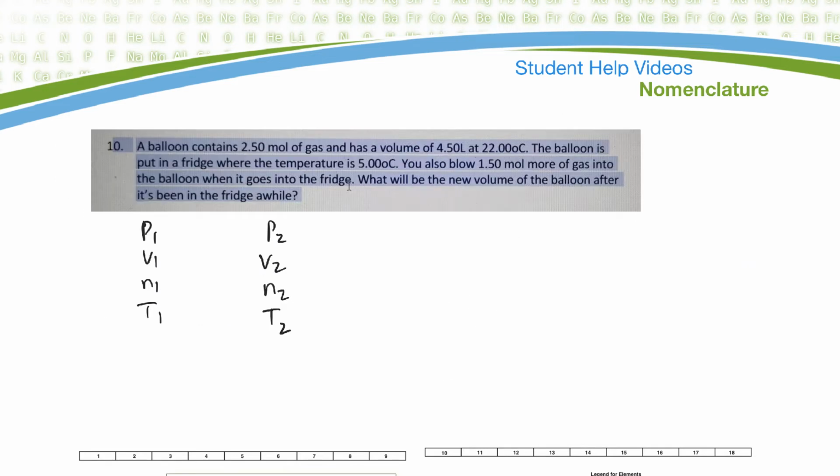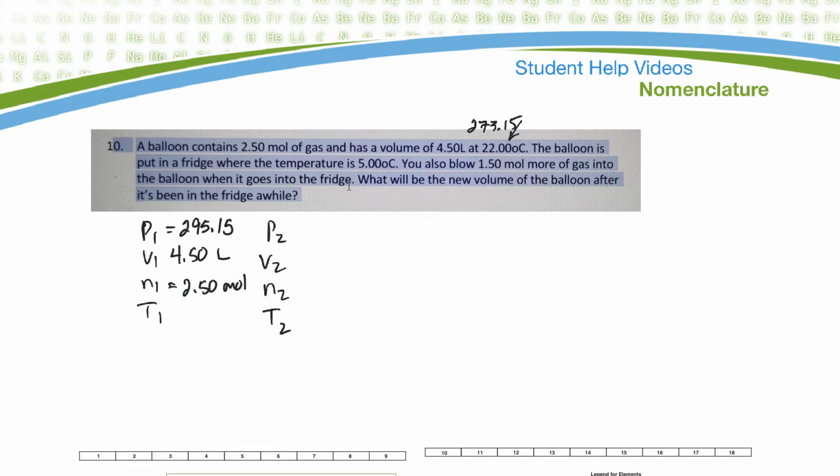Here's another one. A balloon contains 2.50 moles of gas and has a volume of 4.5 liters. It's at 22.00 degrees, so with 273.15, that's 295.15 Kelvin. The balloon is put in a fridge where the temperature is 5 degrees.